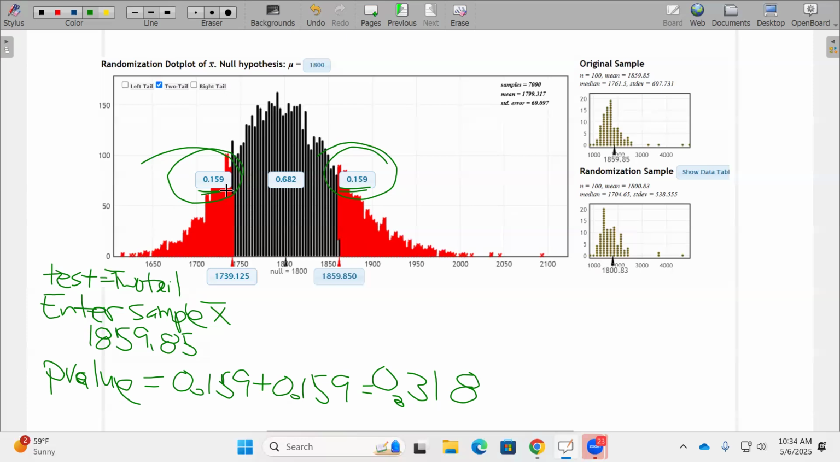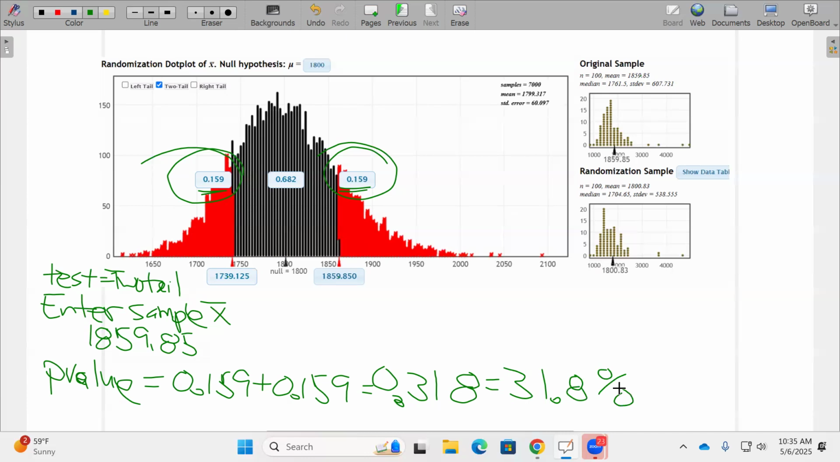So again, what happens with a two-tail is you type your sample data on one side and StatKey mirrors it on the other side and then counts how many samples fit in each tail. And then it gives a proportion of those tails. So that's our p-value here. Our p-value is 31.8%.